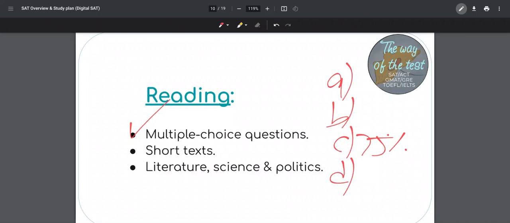The reading section of the digital SAT contains very short texts of 1 to 2 paragraphs. There are no more than 2 paragraphs. This is, again, a difference from the old paper-based SAT. And the topics of the readings are going to be literature, which includes poems, science, which includes social sciences and hard sciences like biology or physics, and politics, which includes 19th and 20th century politics.